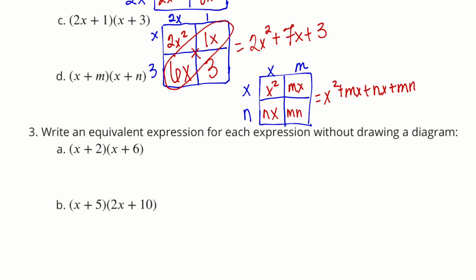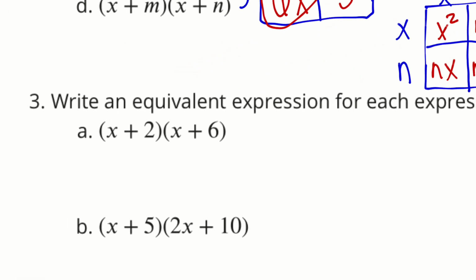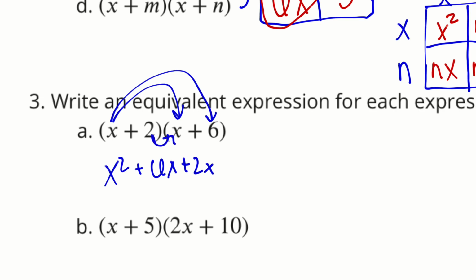All right, this one down here, we need to solve for the equivalent expression without drawing a diagram. That's easy. So we do x times x. What is that? X squared. X times 6. 2 times x. And 2 times 6. Combine these terms, we get x squared plus 8x plus 12.